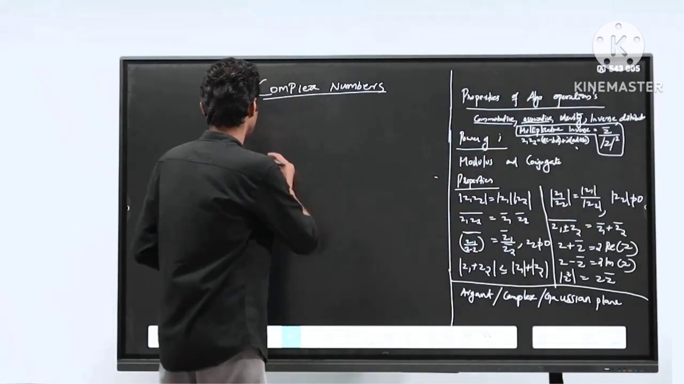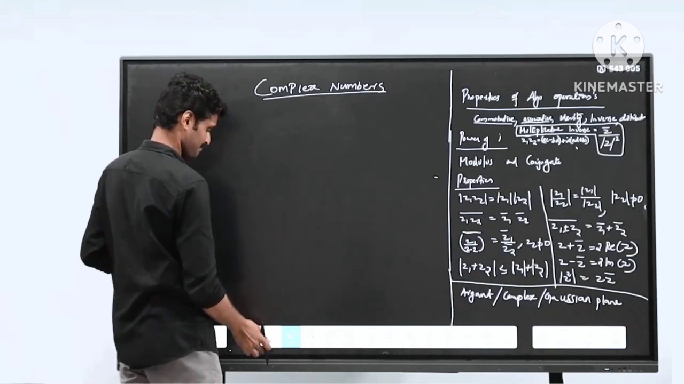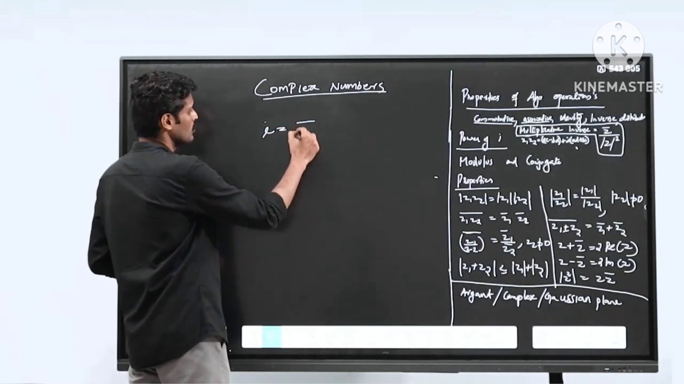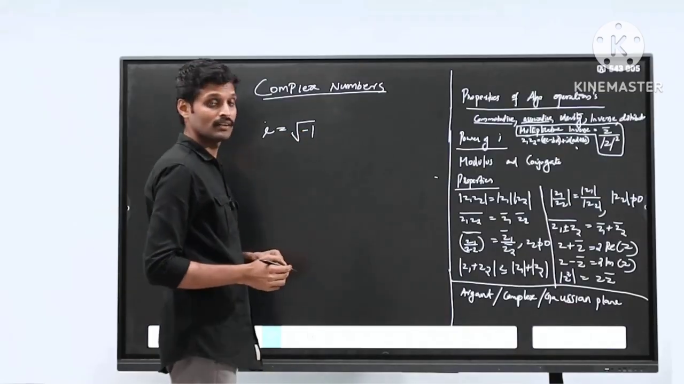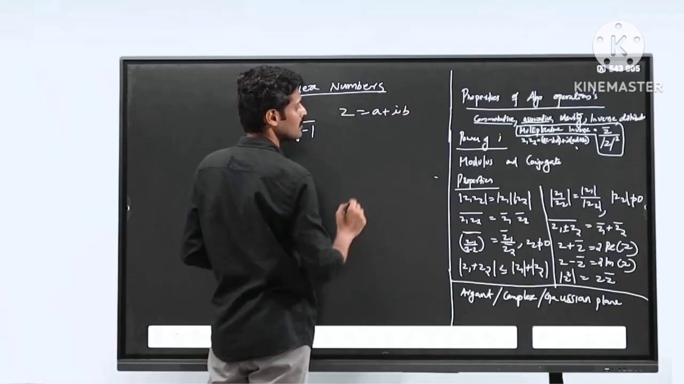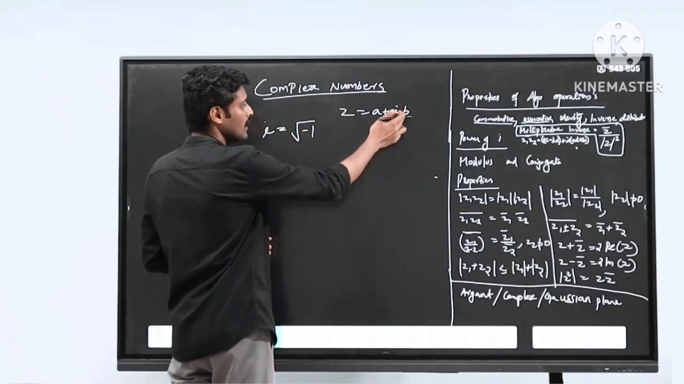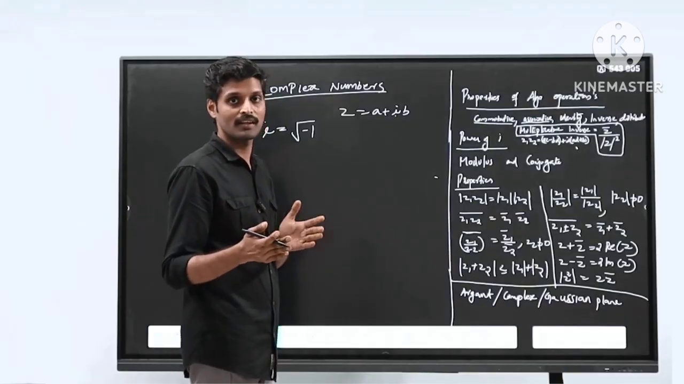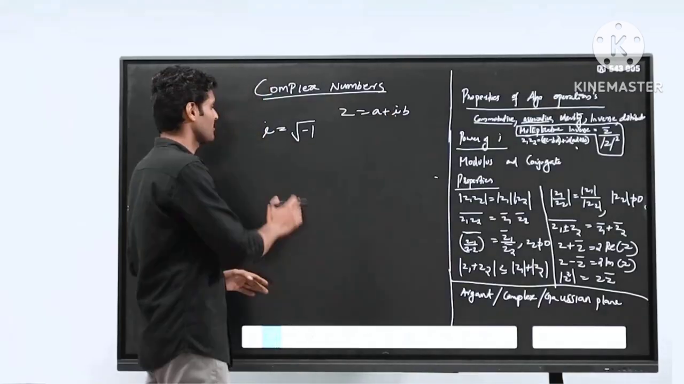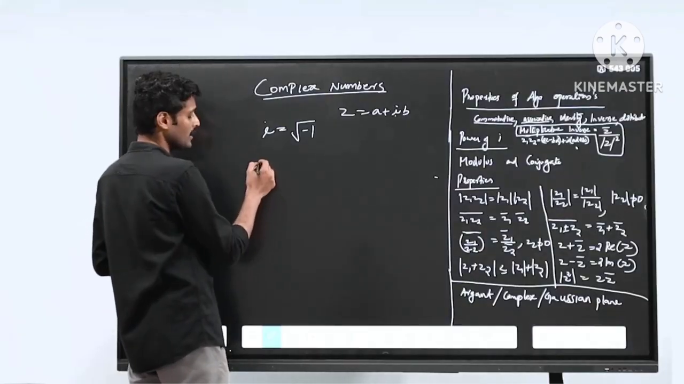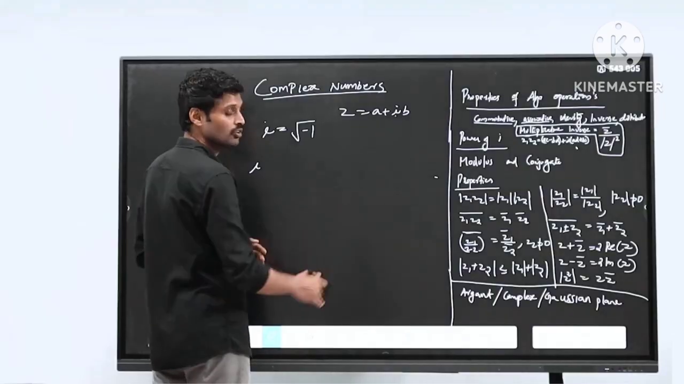The next we are dealing with the power of iota. So as we discussed, what is I? I is equal to root of minus 1. That is, in a complex number z equal to a plus ib, the coefficient of the imaginary part, that is I, right? Okay.